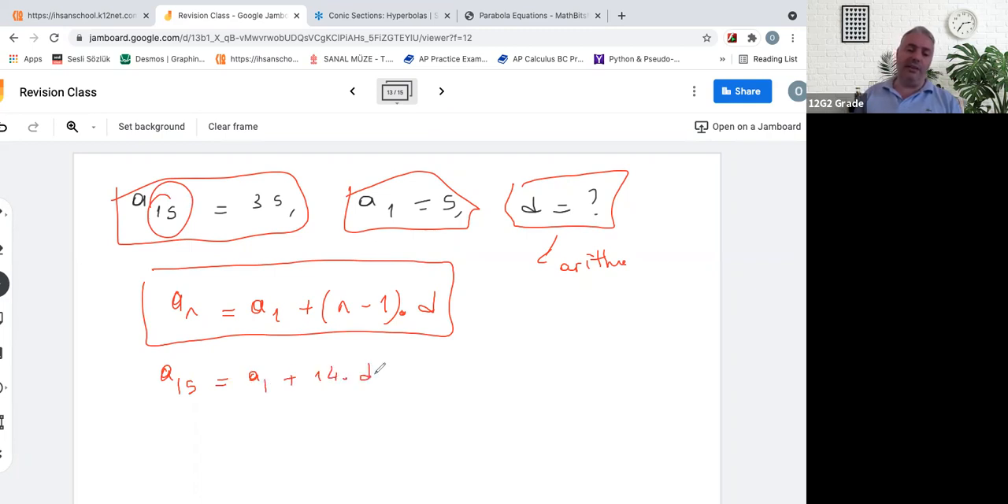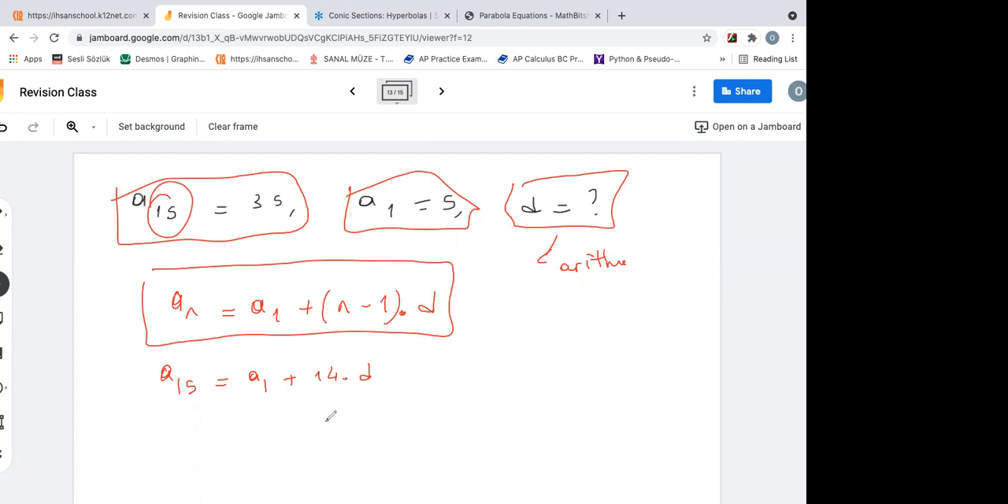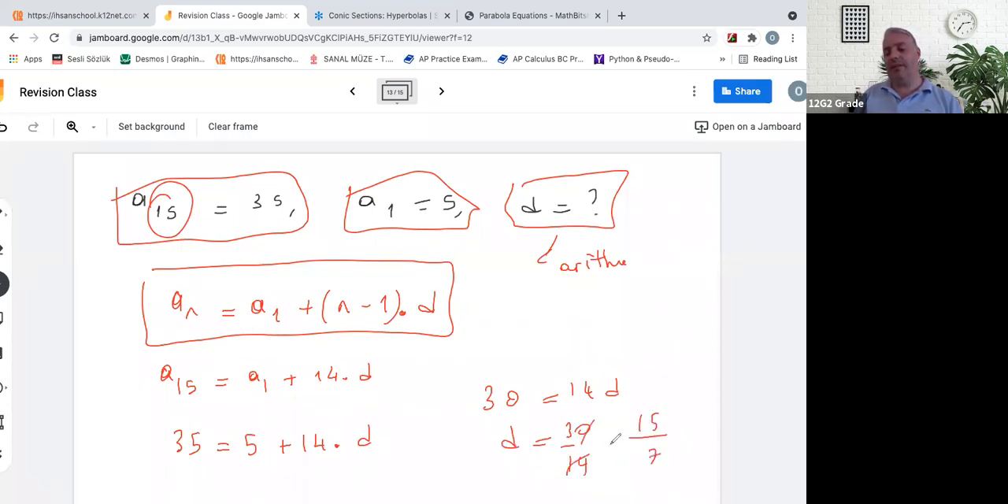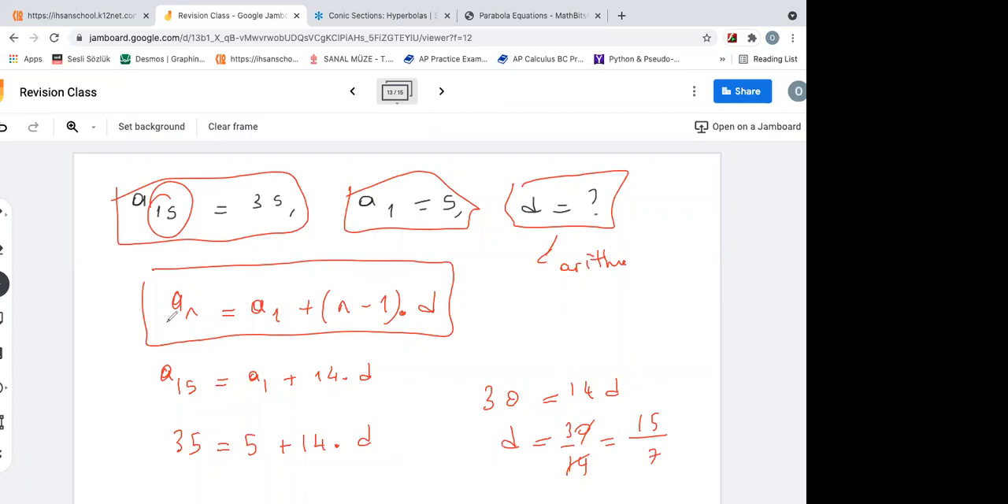Can I write like this? What do you think? Yes, sir, because 15 minus 1 is 14. Yeah, and so A15 is given as 35, A1 is given as 5. That's it, and simplify. That's it, okay? Is this clear? Just this formula.